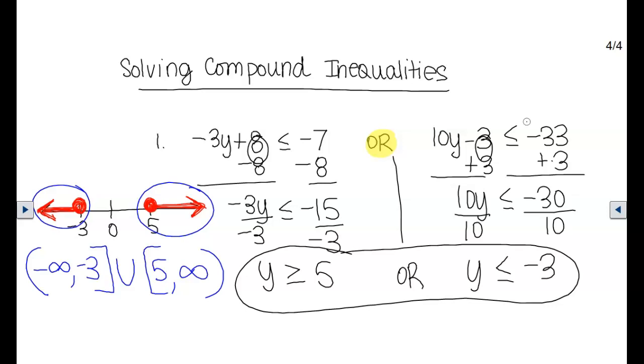So there's what that problem looks like. So notice, you're using your solving skills that we worked on yesterday. You're using your number line and interval skills that we learned earlier in the week. And now we're adding this and or element to this.